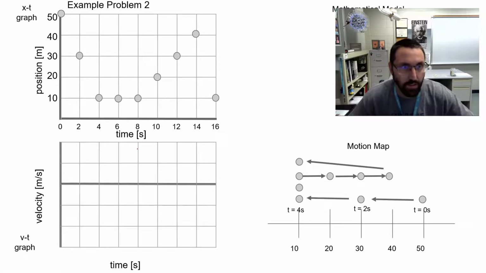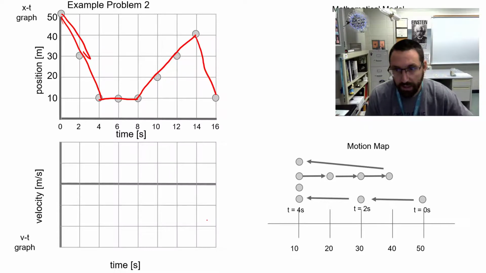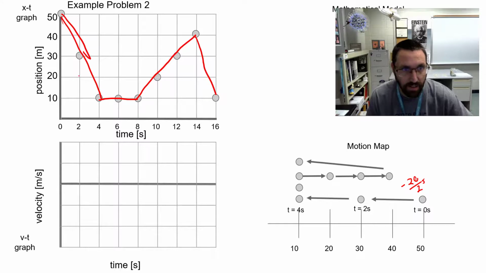Now I can go ahead and draw in my lines. And there's two ways I can figure out the velocities. One is to use the velocity formula. Another method would be to look at this motion map and know that this first section, I traveled backwards 20 meters, negative 20, over 2 seconds. So that velocity is negative 10 meters per second.